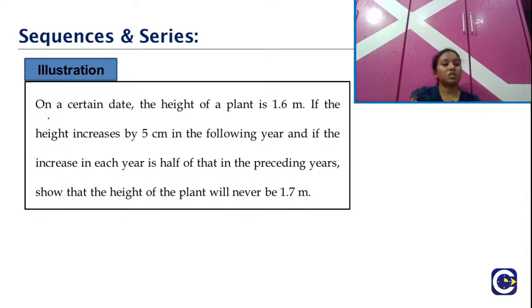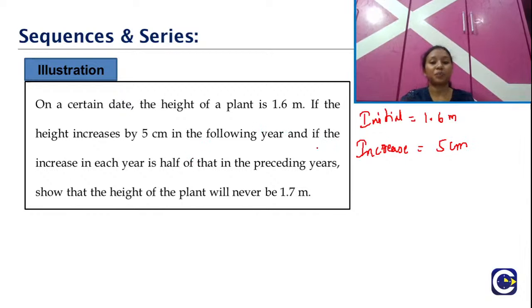So let me read the question. On a certain date, the height of a plant is 1.6 meters. That means let us take some initial point, 1.6 meters, right? So if the height increases by 5 centimeters in the following year, so the initial increase will be 5 centimeters, right? And in the following years, the increase in each year is half of that of the preceding year.